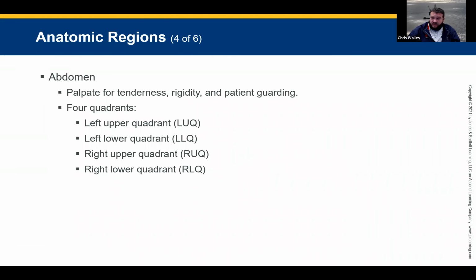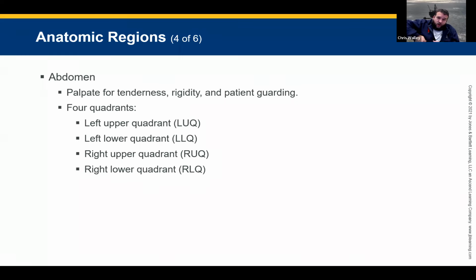So we went over this the other day and I talked about the different quadrants. The abdomen is divided into those 4 quadrants. There it is right there on the screen. So you can see, palpate for tenderness, rigidity, and patient guarding. We know what guarding is because all of us have been like, oh, don't touch me there. I'm really sore. But you're going to assess all 4 of these quadrants.